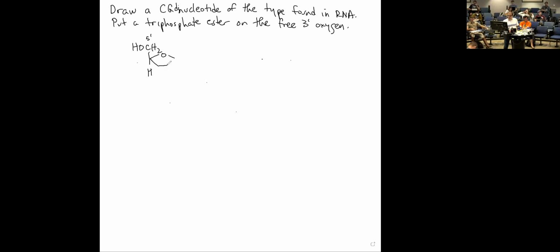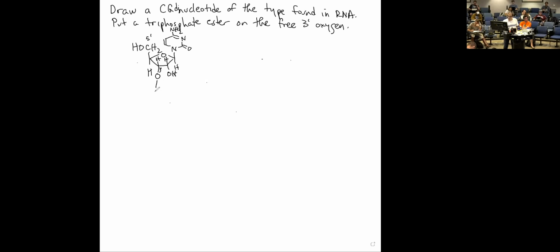Then comes our ribose. And this is the 3' carbon and oxygen over here. So that's where we're going to make the connection. We'll leave this as OH since it's RNA type. And then up here, we'll put the cytosine. Where's my cytosine? NH2, double bond N, and then a carbonyl in between.